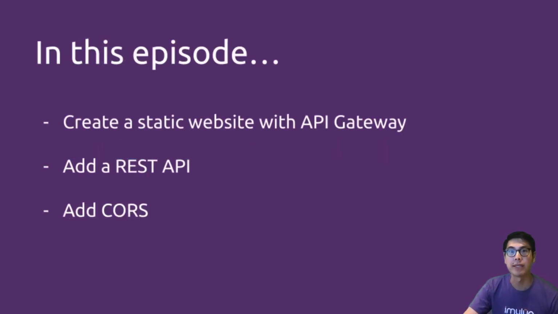So we're going to create a static website with API Gateway. We're going to add a REST API to that, and then we're going to make sure it works with CORS. So that's really the goal today. Should be pretty fast and easy. We can accomplish this with just a few lines of Pulumi code.